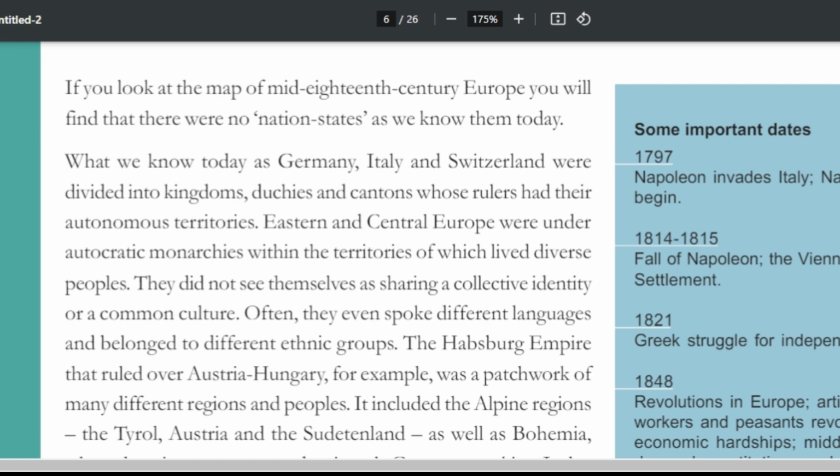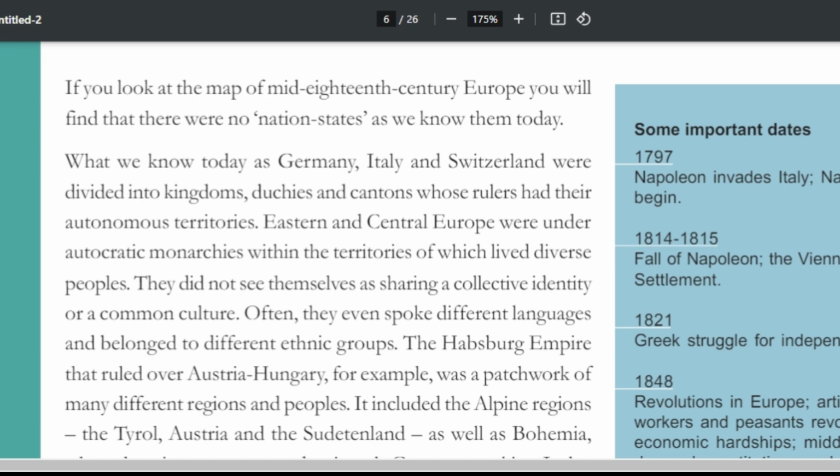Eastern and Central Europe were under autocratic monarchies within the territory of which lived diverse peoples. They did not see themselves as sharing a collective identity or common culture. Often they even spoke different languages and belonged to different ethnic groups. The Empire that ruled over Austria-Hungary, for example, was a patchwork of many different regions and peoples.